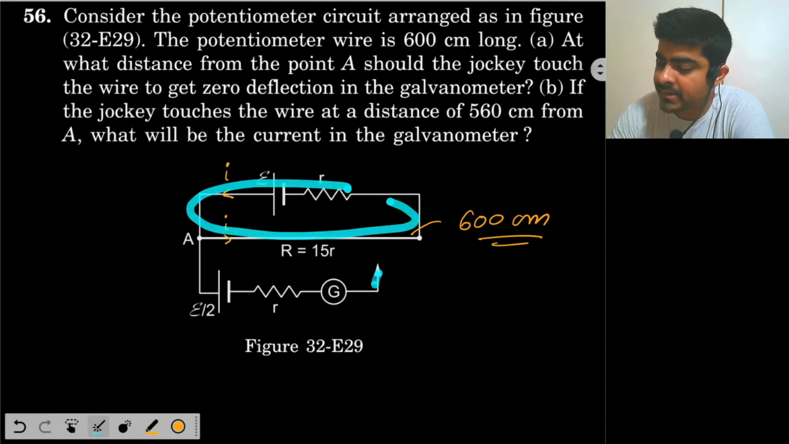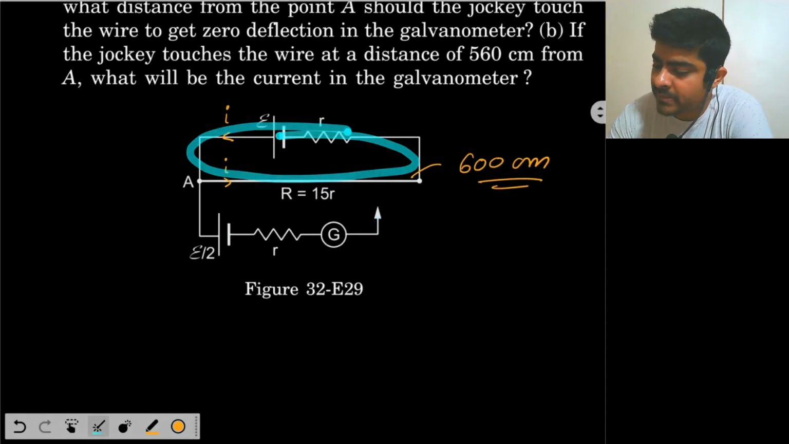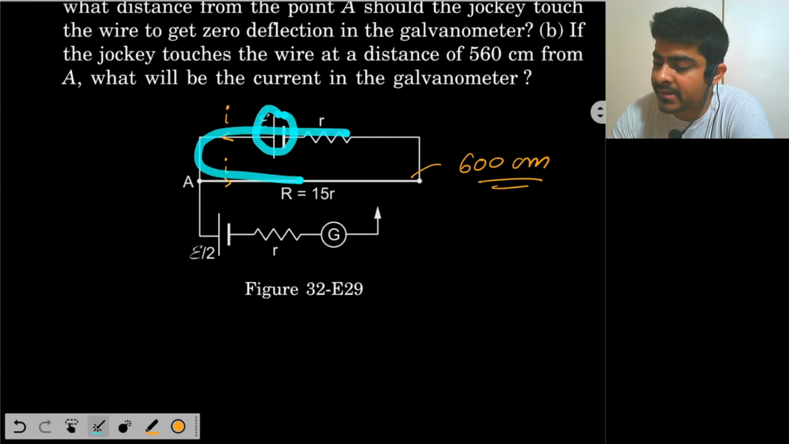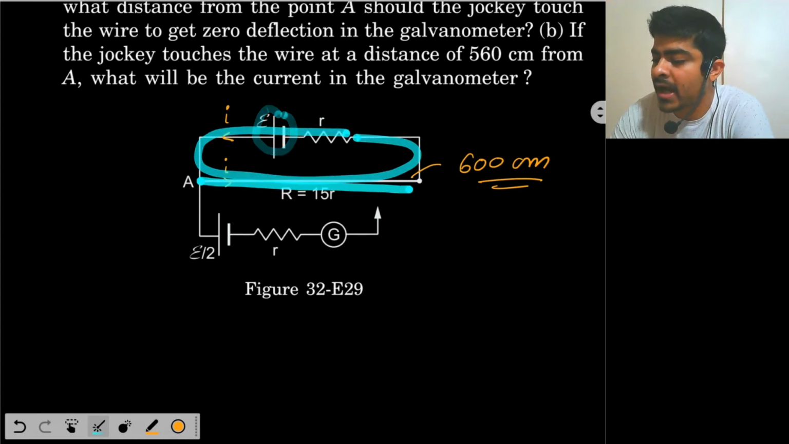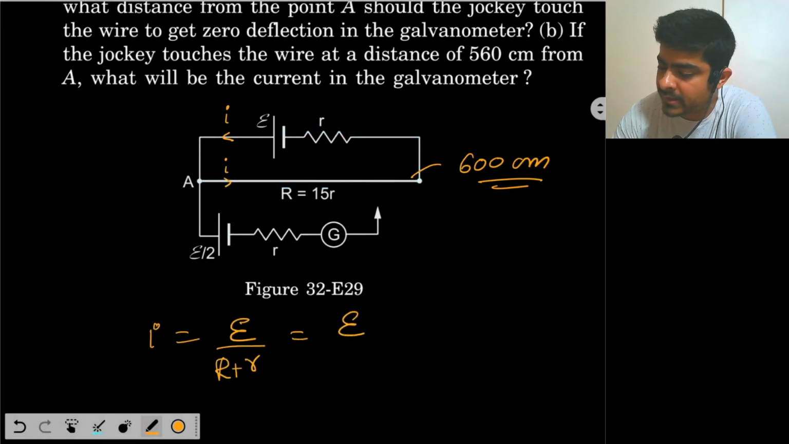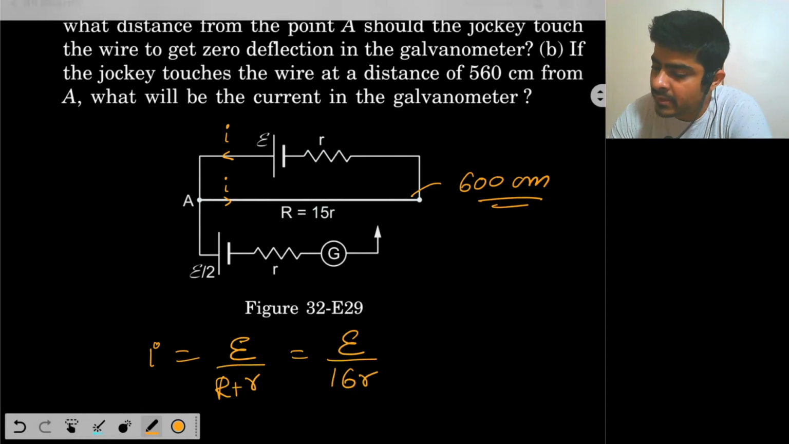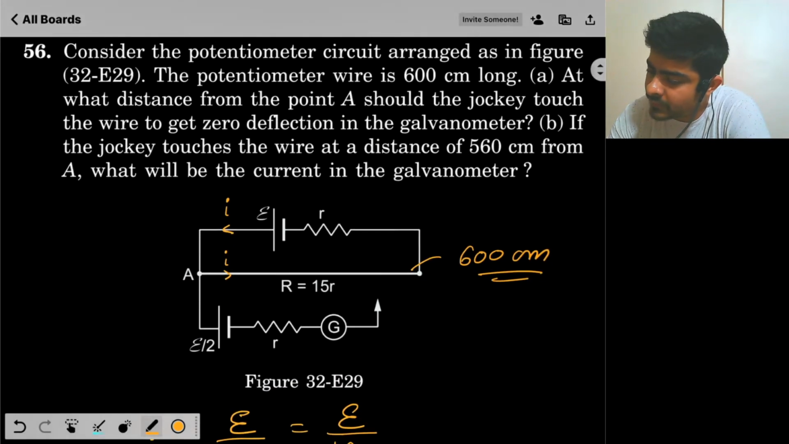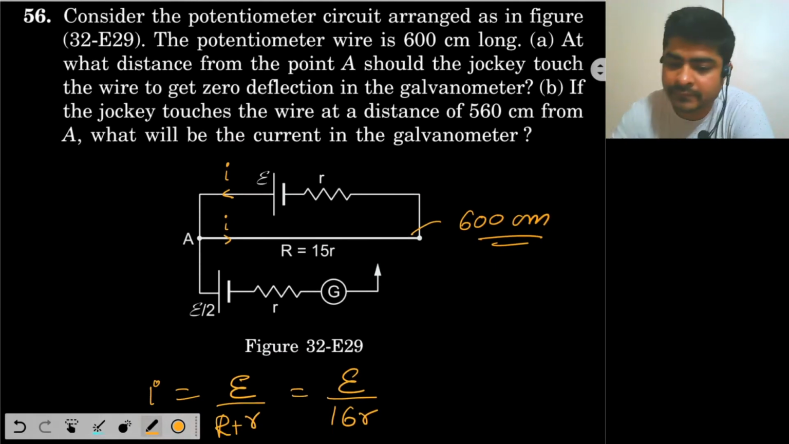So what is the current in the circuit, I, equal to? That is simple: total EMF in this circuit divided by total resistance. So 15R resistance for this one plus R resistance for this. So I will be E by (R plus 15R), that is E by 16R. Now EMF is given how much? EMF is not given.